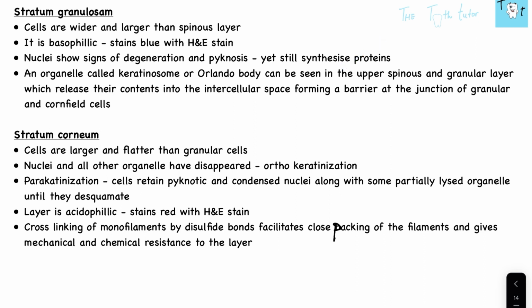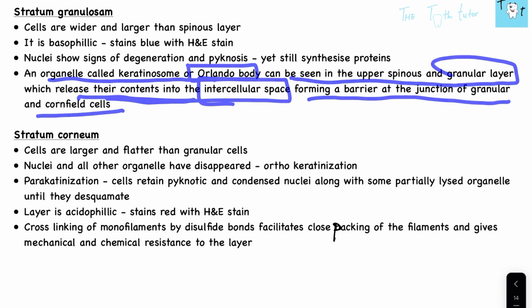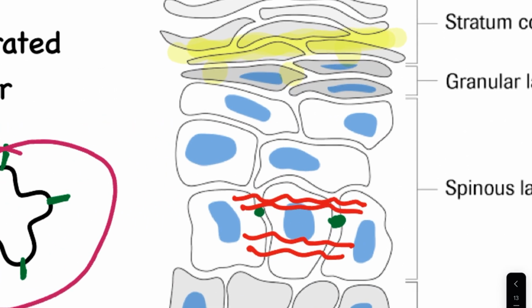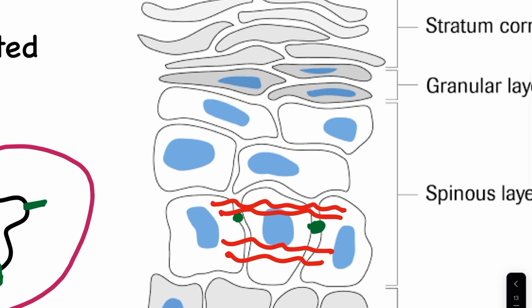It still synthesizes proteins. An organelle called keratinosome or Odland body can be seen in the upper spinous and granular layer, which releases its content into the intercellular space, forming a barrier at the junction of the granular and cornified layers. So what it means is, in the granular layer, I have an organelle called Odland bodies. What will happen? These organelles release something into this.